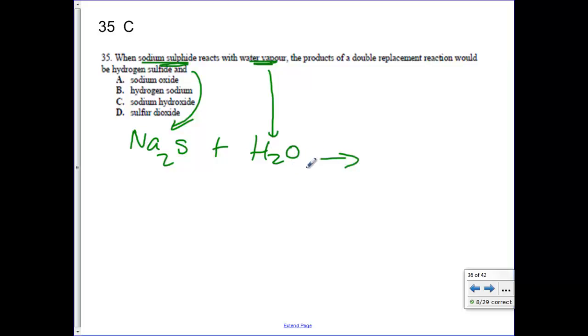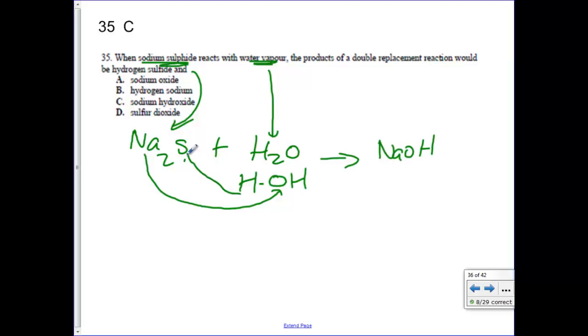This is actually double replacement. And the reason why it's double replacement is that water is really an H and an OH. That's how water works. It's H combined with OH. So when you do your double replacement, your Na will go with the OH, making NaOH. And your H will go with the S, making H2S. So the right answer is sodium hydroxide.